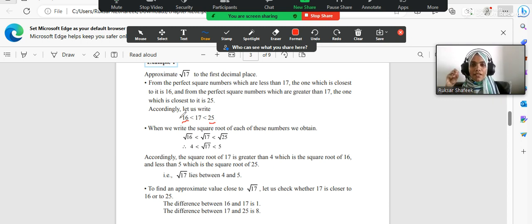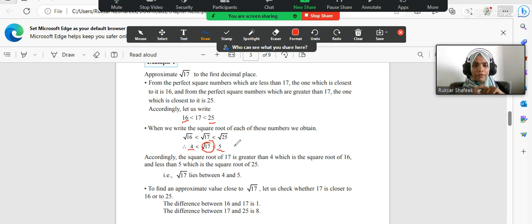Now if I take the square root of 16, I know that the answer is 4 because 4 times 4 gives me 16. So the square root of 16 is 4 and the square root of 25 is 5. So now my answer should be in between 4 and 5. Now comes the question, okay, 4 and 5, what in between? We have 4.1 to 4.9. So what exactly would the answer be?